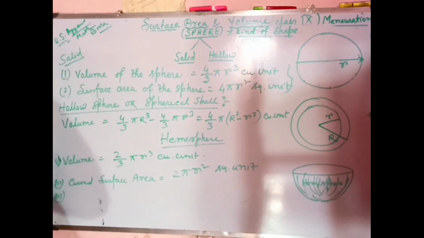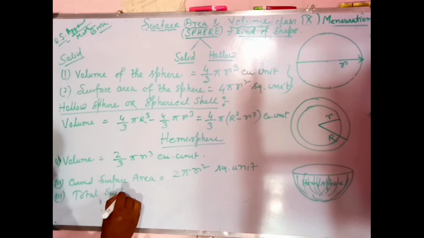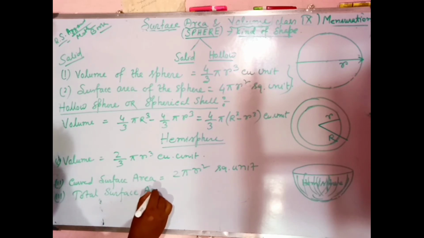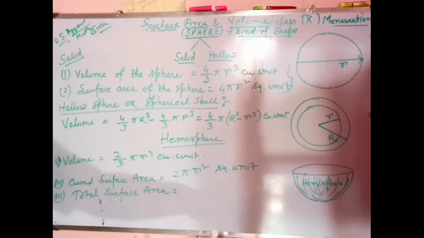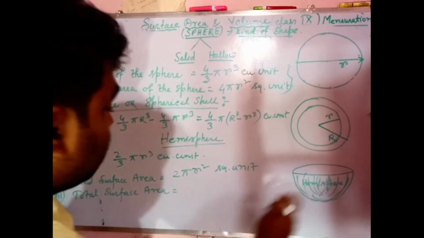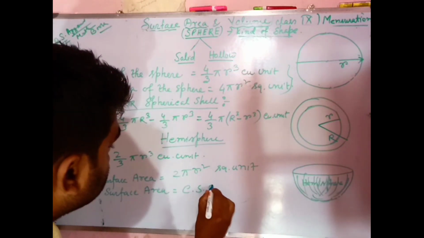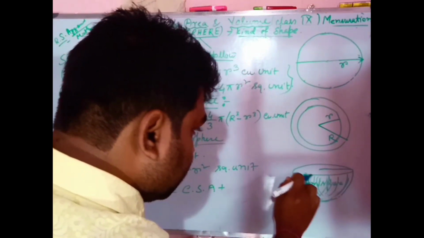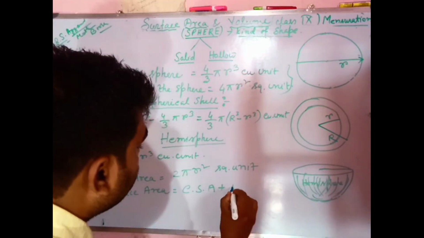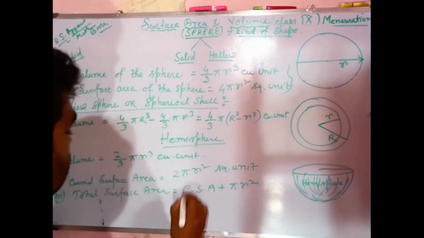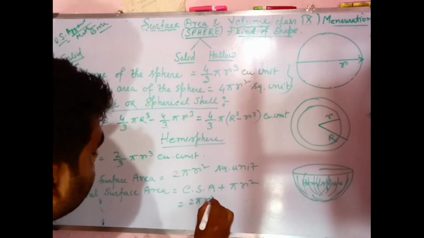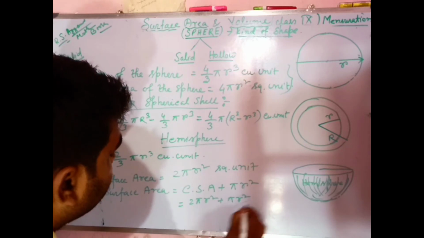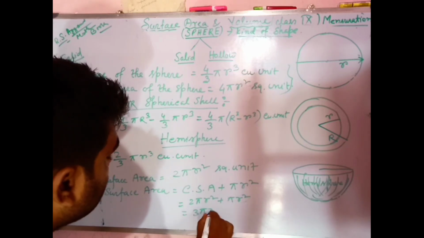Next, there will be another area, and that area is the total surface area for the hemisphere. Total surface area means this curved surface area plus the surface area of this circle, that is pi r square. So 2 pi r square plus pi r square, that means 3 pi r square.